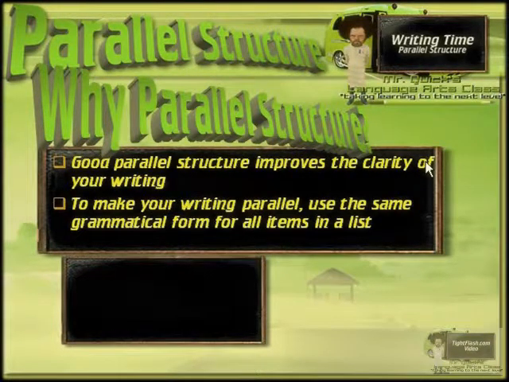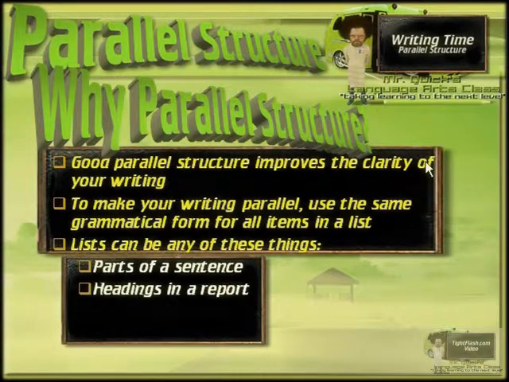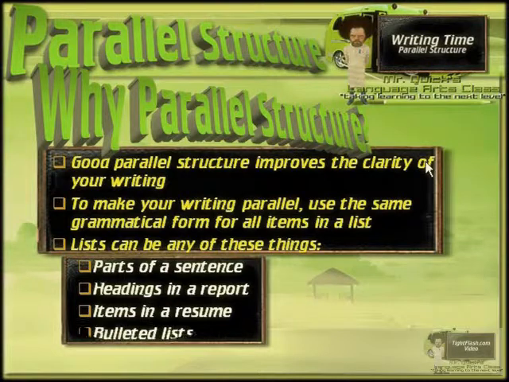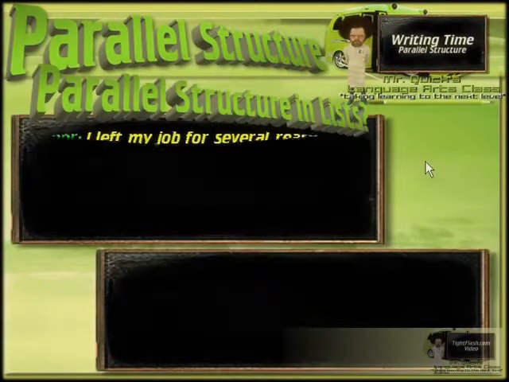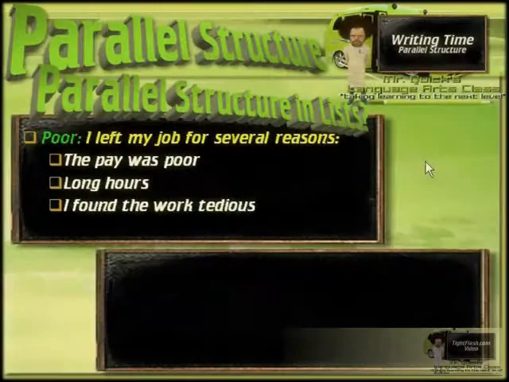Now, whether that list is in a sentence or outside of the sentence, when all the items in that list are correctly placed in that list, it just makes it easier to understand the points that you're making with that list. So, parts of a sentence, headings in a report, items in a resume, bulleted lists, and so on. All of these you need to ensure that you're using proper parallel structure for. For instance, I left my job for several reasons. And now we're going to make a list of reasons because, of course, we have the colon there, and that usually indicates that something is about to come in the list.